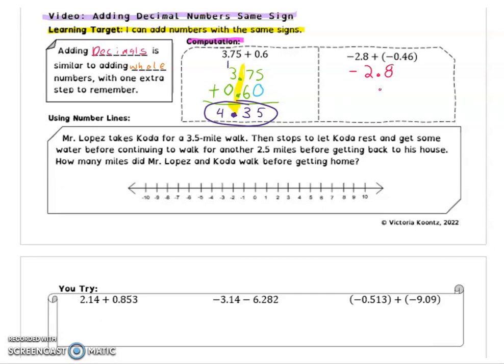And then again, we're going to put that decimal in first, right? And then we can fill in. We have 0, and we have negative 0 point, and then that's 4 and 6, but we're adding that negative, and then we need to fill in for that missing 0.